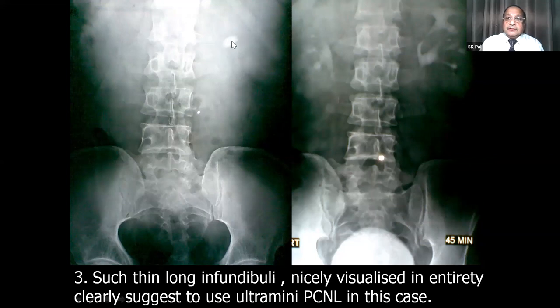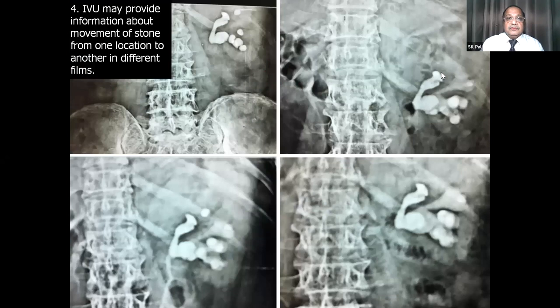One example, this is the stone lying here, and to approach this stone you have only two calyces, this long thin calyx and infundibulum. So much information is available in IVU films in one plane. If you study the CT of this case, you will see this particular calyx in multiple transverse sections, because this is not in one plane. This is going a little bit anteroposteriorly also. So here you already know that this is a long thin infundibulum, and if you use ultra mini PCNL, without injuring the infundibuli and vessels around the infundibuli, you will be able to reach the stone. So preoperative planning is complete because you have chosen the technique also which you are going to use by seeing these IVU films.